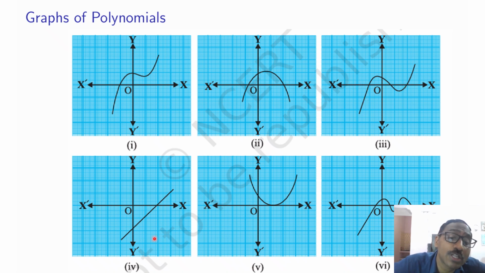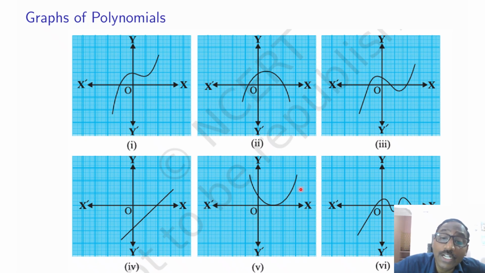How many zeros is this curve having? This curve is a straight line. At how many points is this straight line intersecting? At one point. So the fourth one is having 1 zero. For the fifth one, what is the answer?